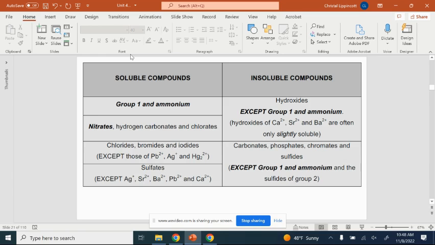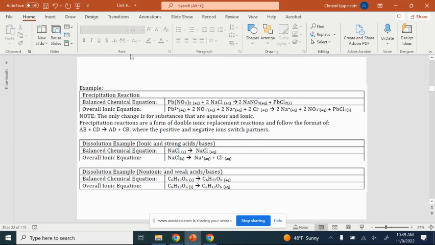All right, you don't have to have these things memorized, okay? It's just typical things. Typically, these things are insoluble. Typically, these things are soluble. All right, precipitation reaction. This is our balanced overall reaction.